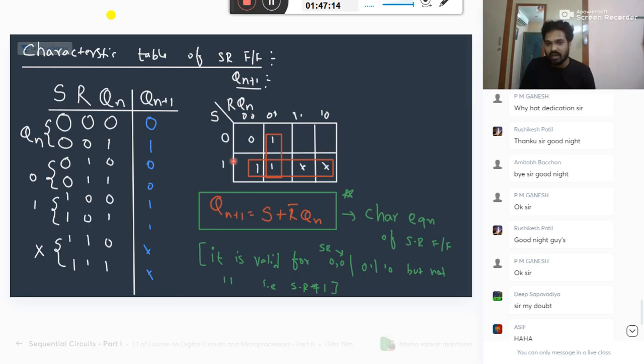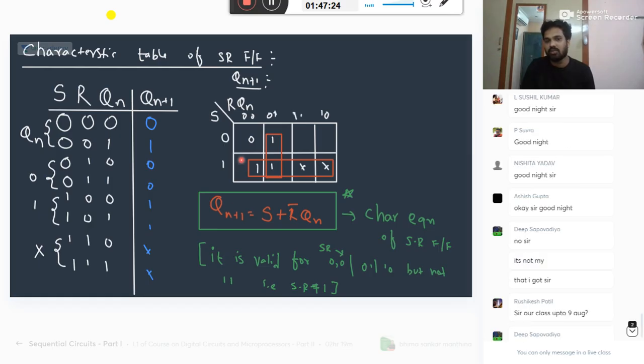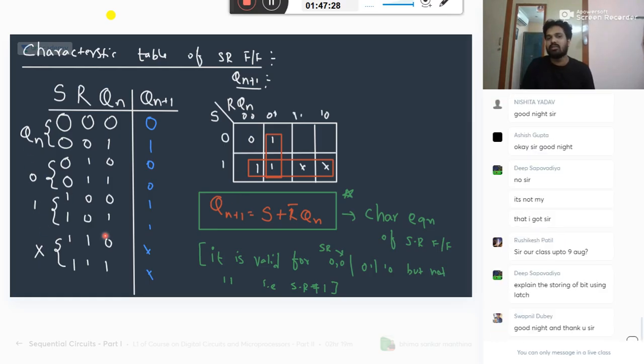And also, when I write the characteristic equation, what I told is that it is valid for 0,0, 0,1, 1,0. It is not valid for 1,1. I have specified that here. This equation is valid for the inputs 0,0, 0,1, 1,0 only, because we are not analyzing 1,1 in the SR flip flop. Is it clear, Deep?